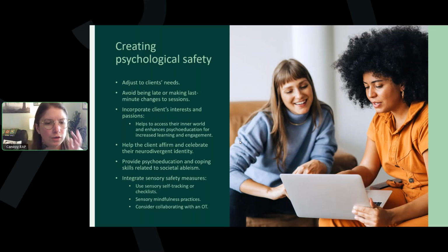Yeah, if you search sensory self-tracking checklists, there are a lot of different ones. It's going to really depend on age range. And I think it's also making sure to determine what's within and without our scope. And that's why sometimes bringing in an OT can help with that.